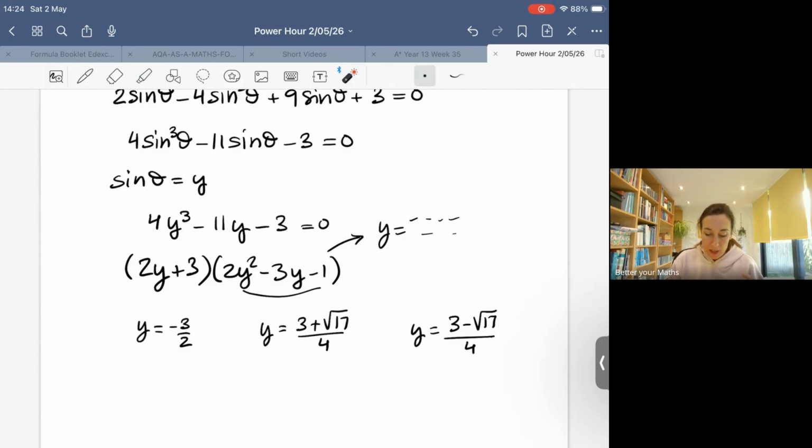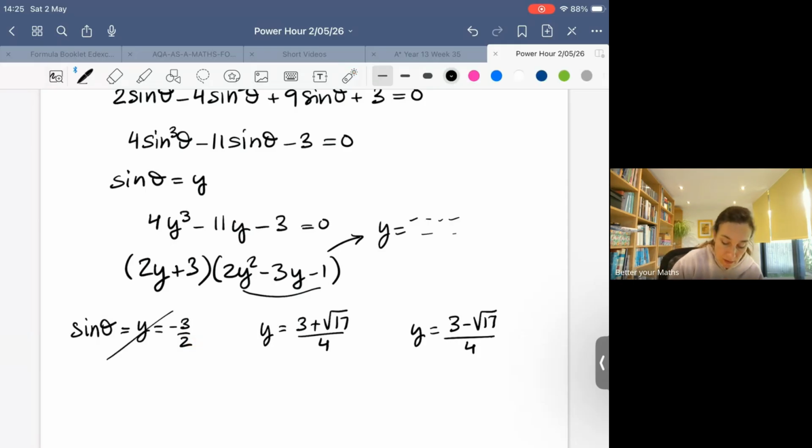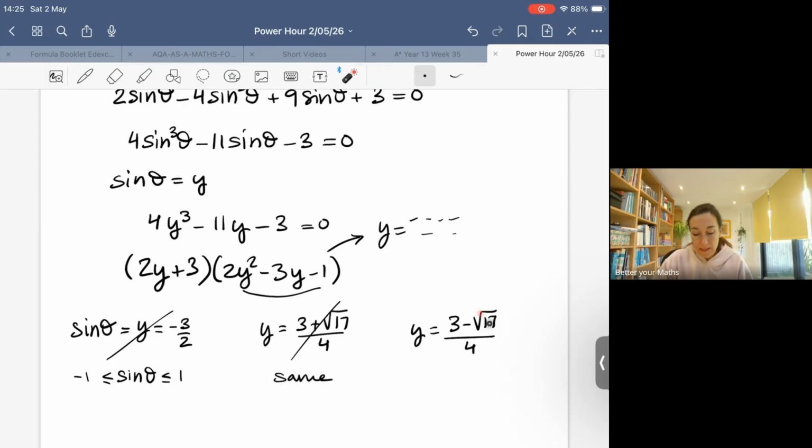Okay. So that is sine theta. Sine theta cannot be minus 3 halves because it's between minus 1 and 1. So this one is not going to give me any solution because sine theta is between minus 1 and 1. This one is the same. So for the same reason, this one is the one that is going to give me one solution. So if I do sine theta equals to that, sine minus 1, and then I have it.